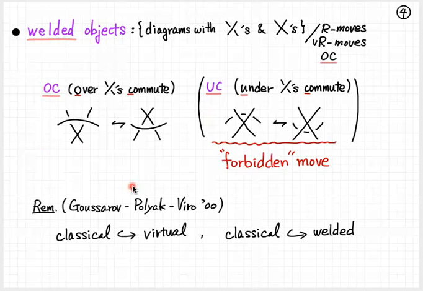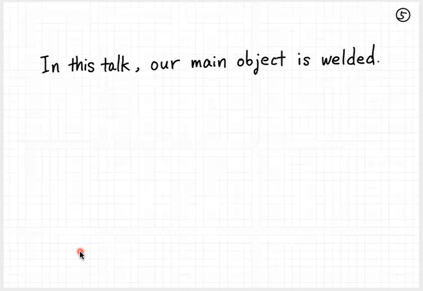So here is a remark. Gusarov, Polyak and Viro showed that classical objects can be embedded in virtual objects, and also classical objects can be embedded in welded objects. This implies that in order to study classical objects, virtual objects and welded objects are very useful. Honestly, I prefer welded objects to virtual objects. So in this talk, our main objects are only welded. I will never consider virtual objects today.